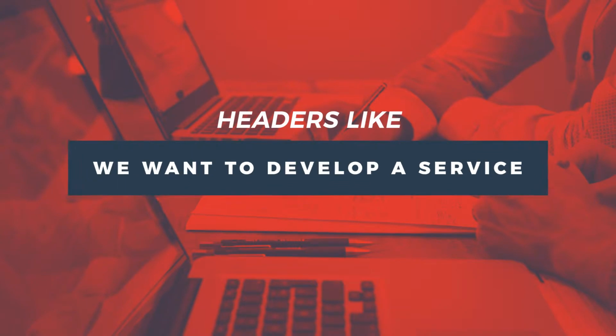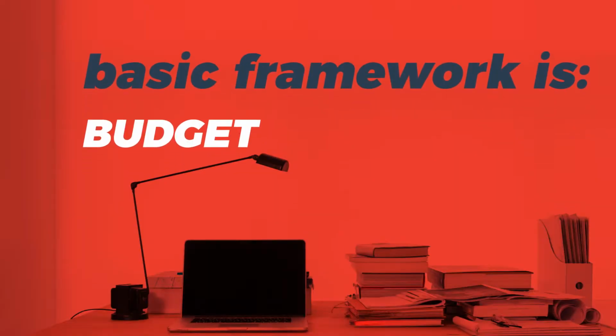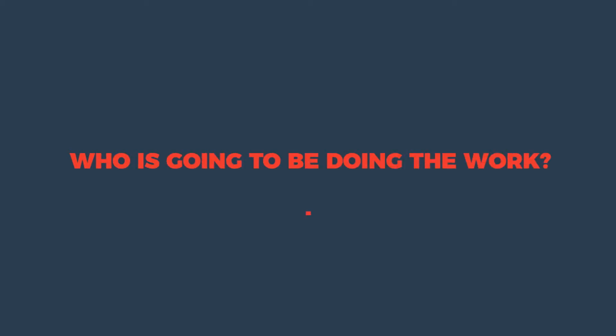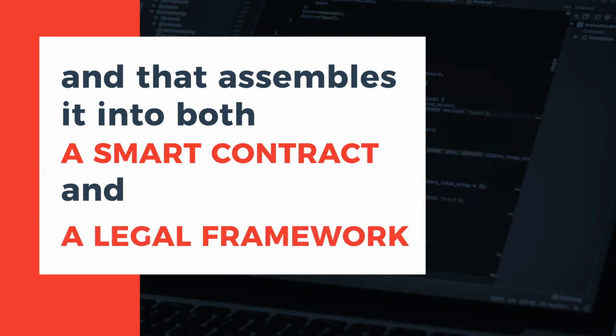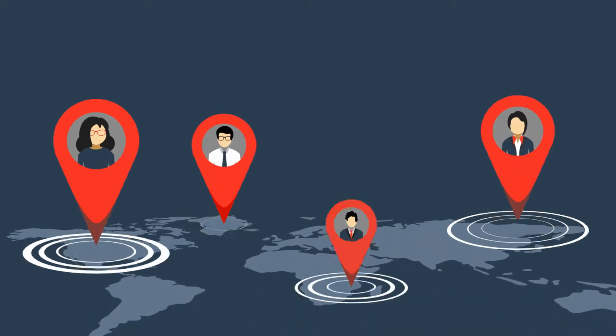So our action projects will have headers like we want to develop a service. We would like to be able to help someone fund a major project. We would also like to be able to solve a major project. So the basic framework is budget, what the problem is, who is going to be doing the work, how are we going to get the money for it, and that assembles it into both a smart contract and a legal framework so that we can actually go and do these things in the world.